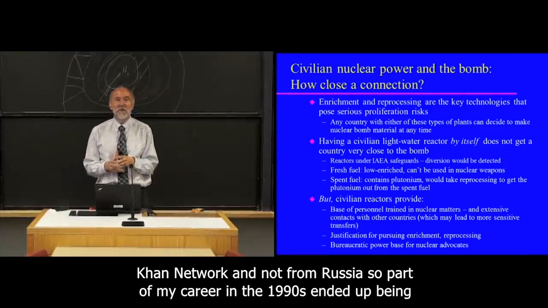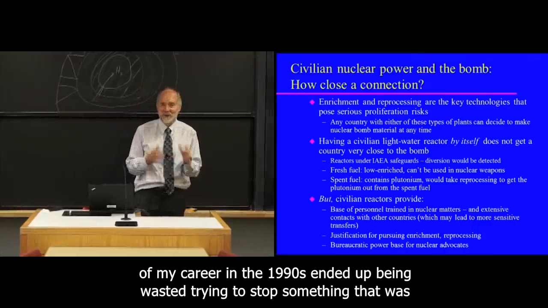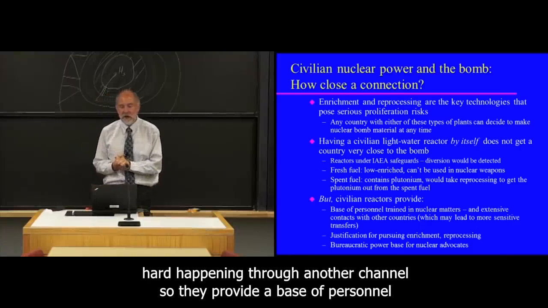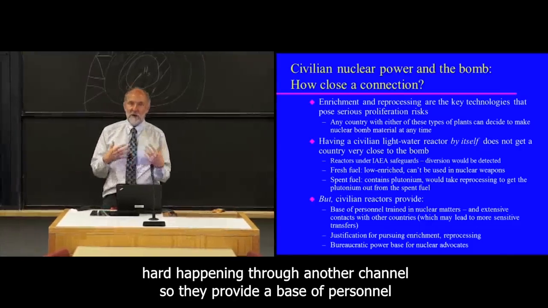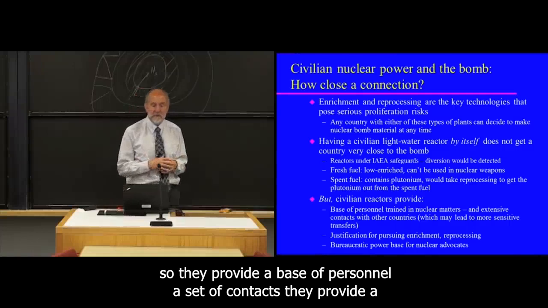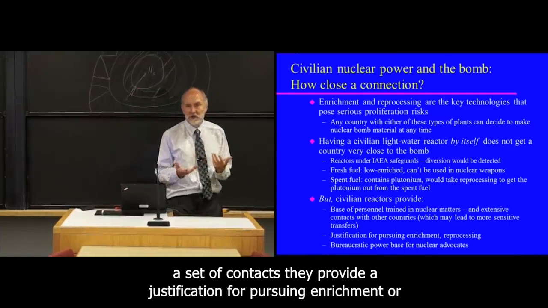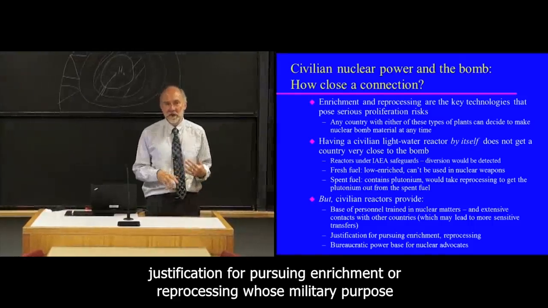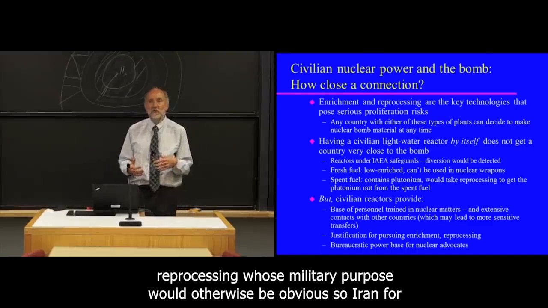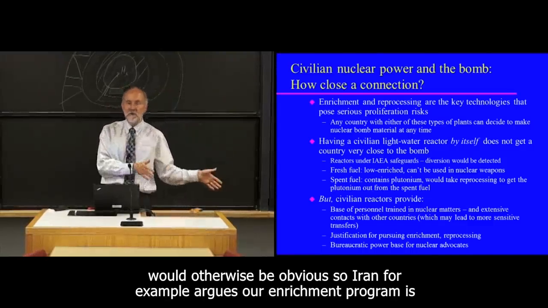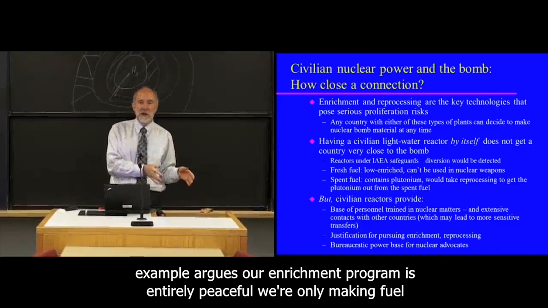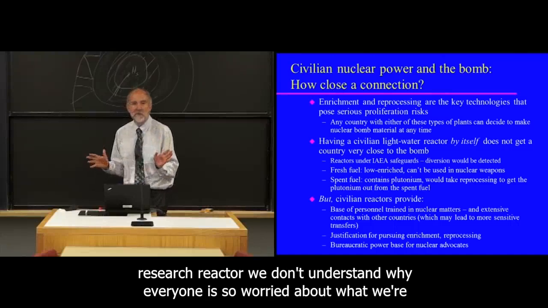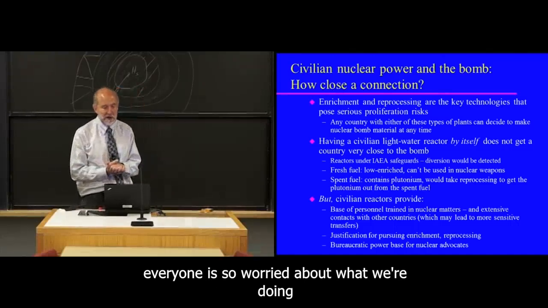So part of my career in the 1990s ended up being wasted trying to stop something that was already happening through another channel. So they provide a base of personnel, possibly a set of contacts. They provide a justification for pursuing enrichment or reprocessing whose military purpose would otherwise be obvious. So Iran, for example, argues our enrichment program is entirely peaceful. We're only making fuel for our power plant and fuel for our research reactor. We don't understand why everyone is so worried about what we're doing.